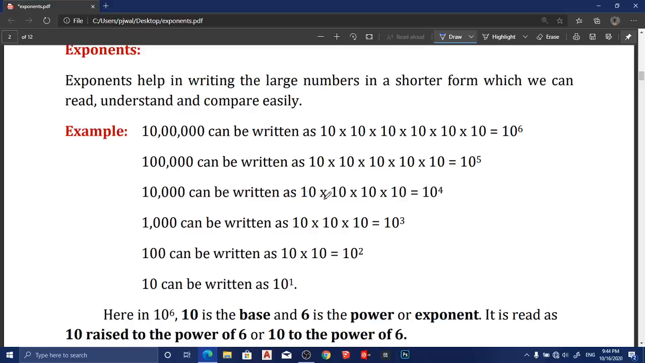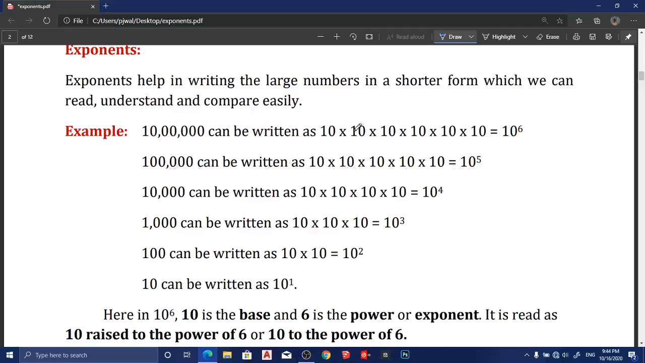10,000 can be written as 10 into 10 into 10 into 10, which is having 4 zeros. So we can write it as the product of 4 tens. 4 times 10, you have to multiply the 10 here. Here in 1 lakh 5 zeros are there, means we can multiply this 10 five times to get the 1 lakh.